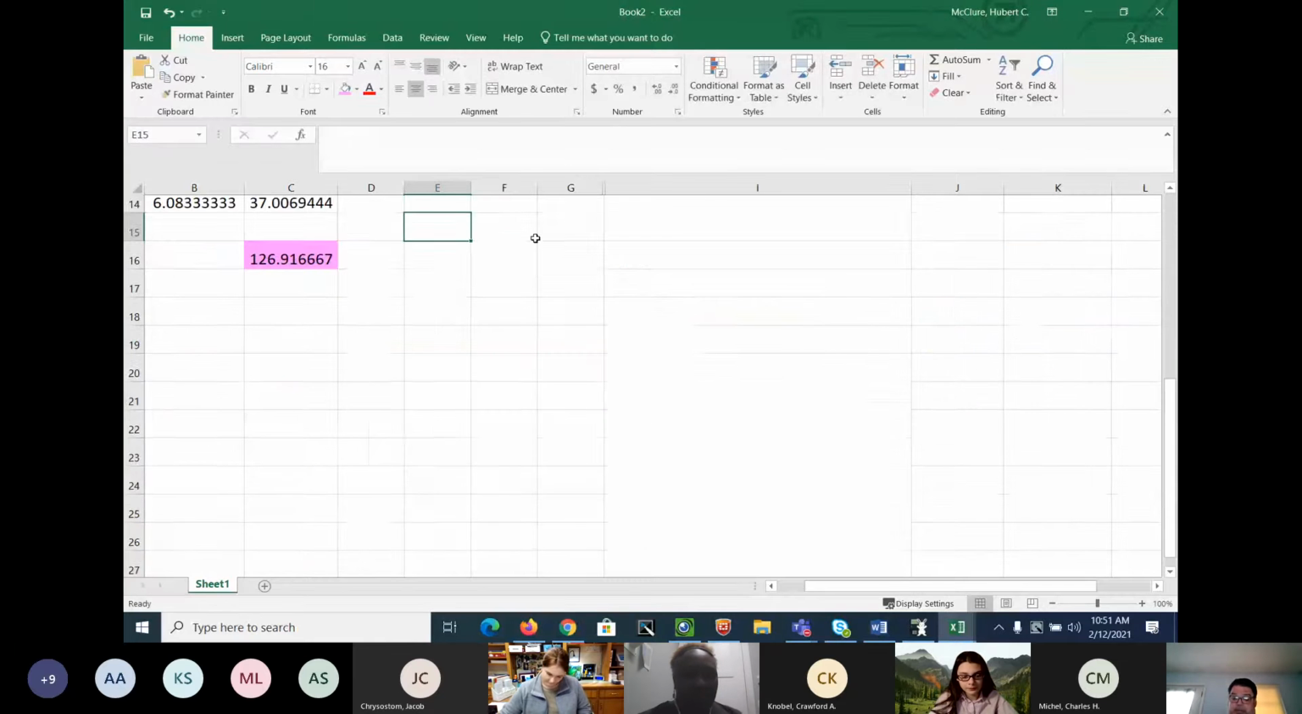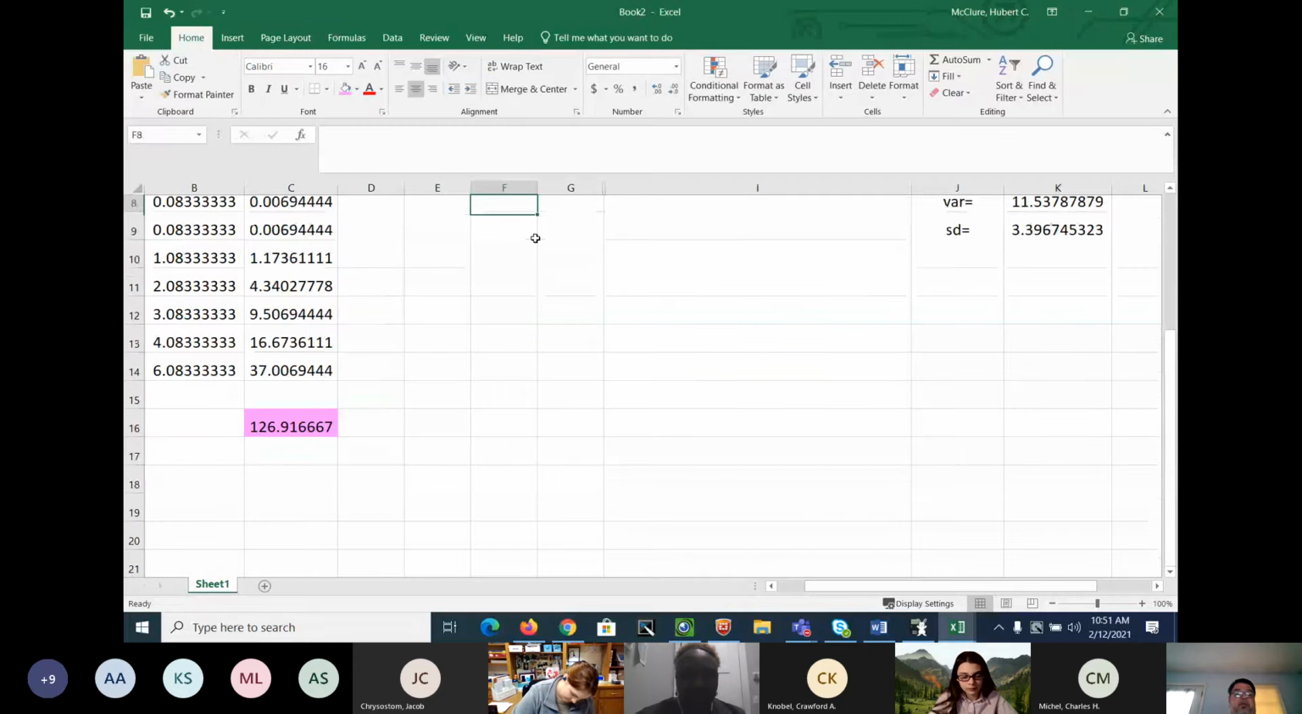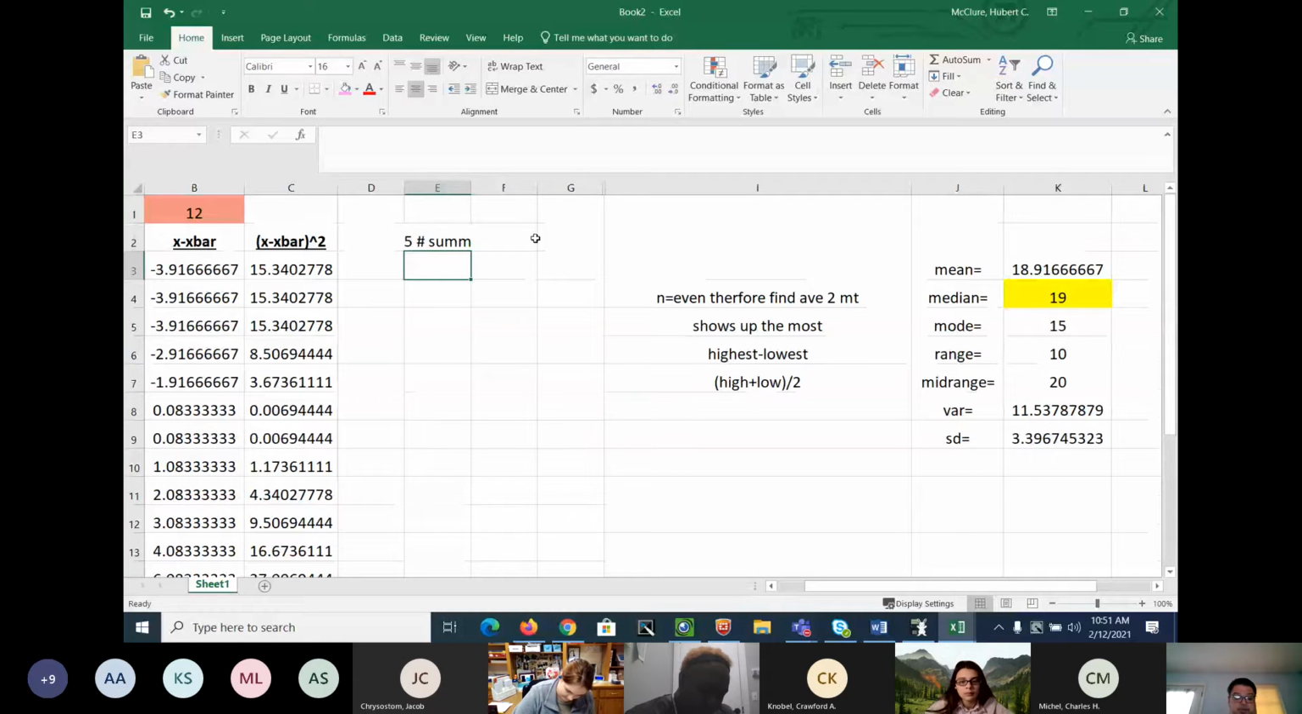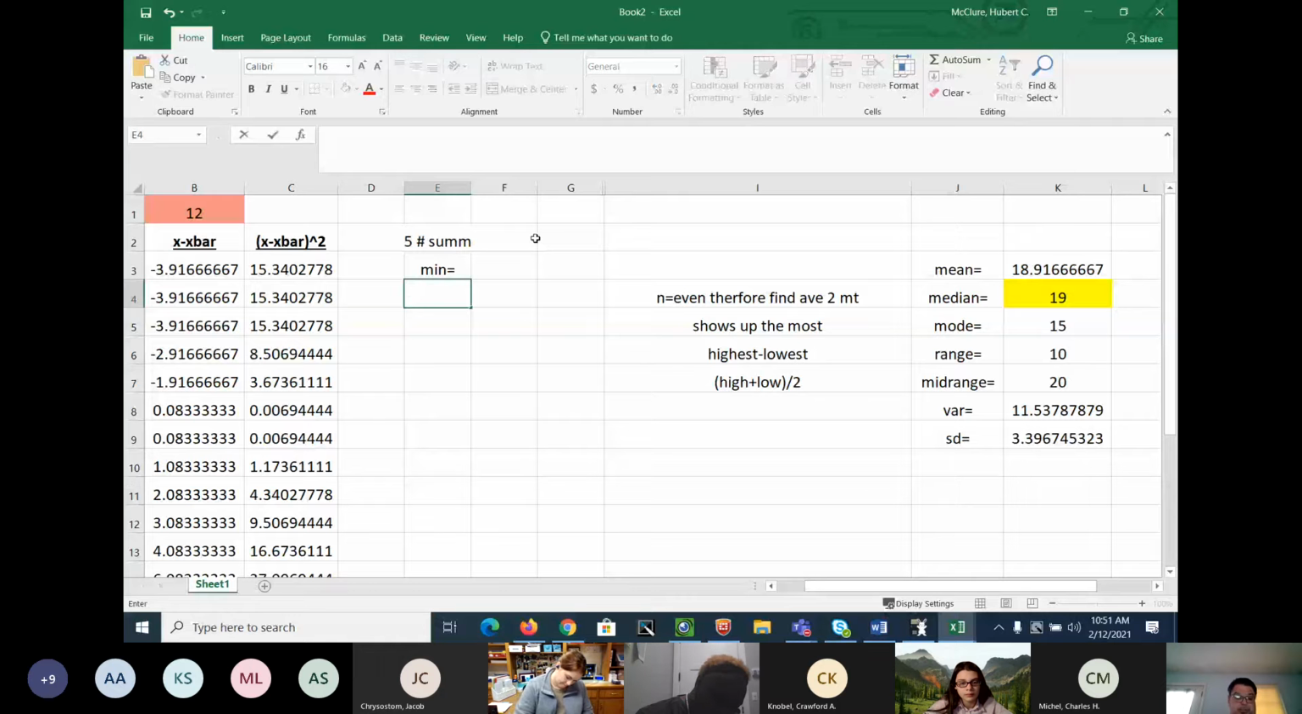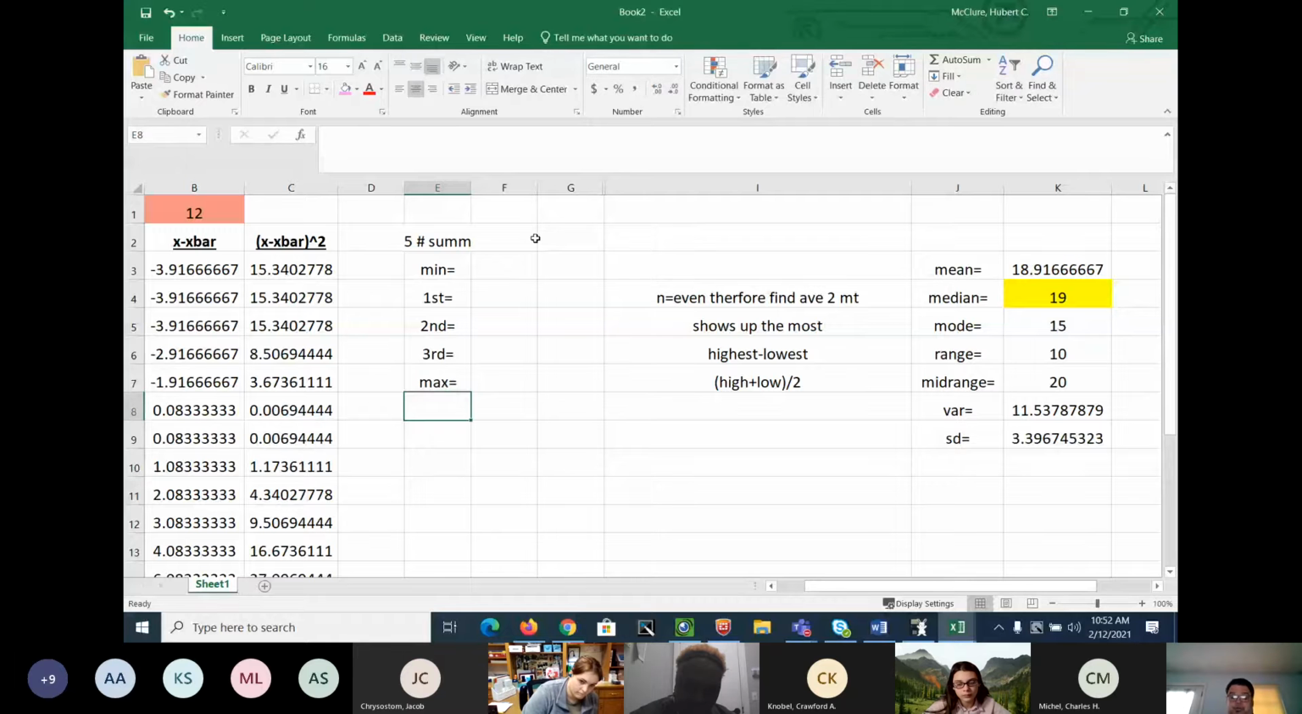So 5-number summary. And here we go. And don't hit page down. 5-number summary. You need your min, your first quartile, your second quartile, your third quartile, and your max. And I'm going to put in right here mid-range, because you need the mid-range to do your number line. And of course, your mid-range is over here. You already figured it. The max is pretty much over here.